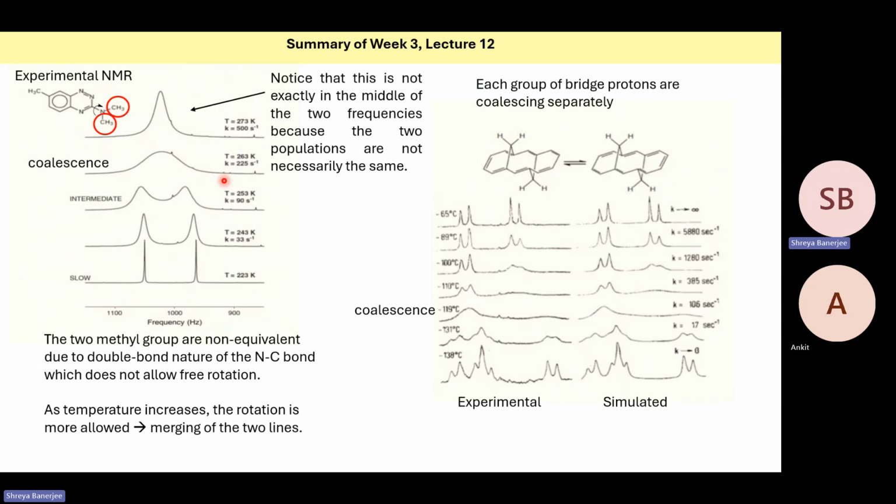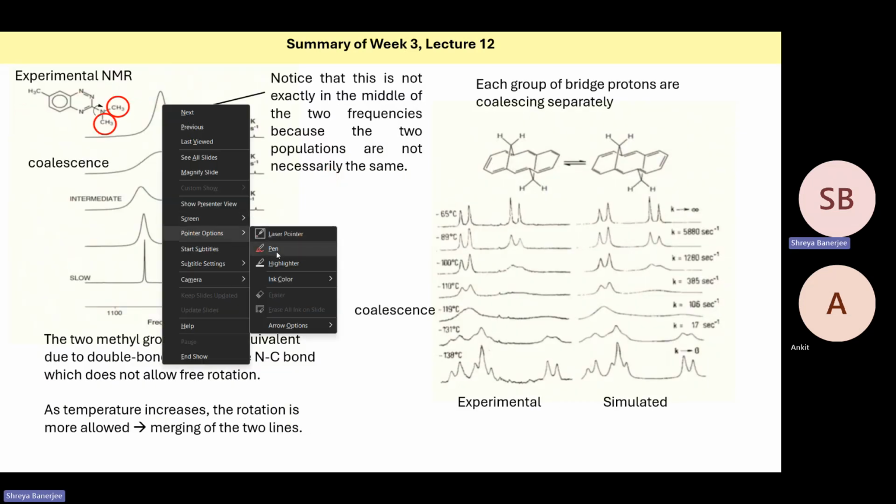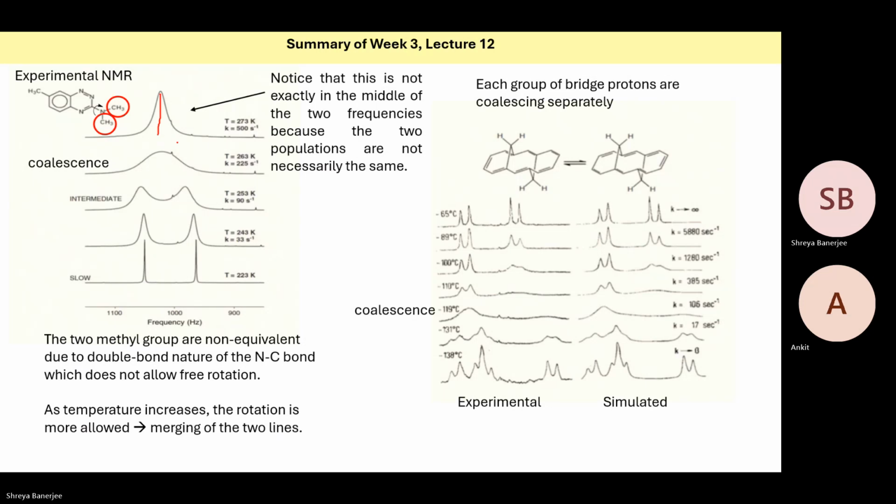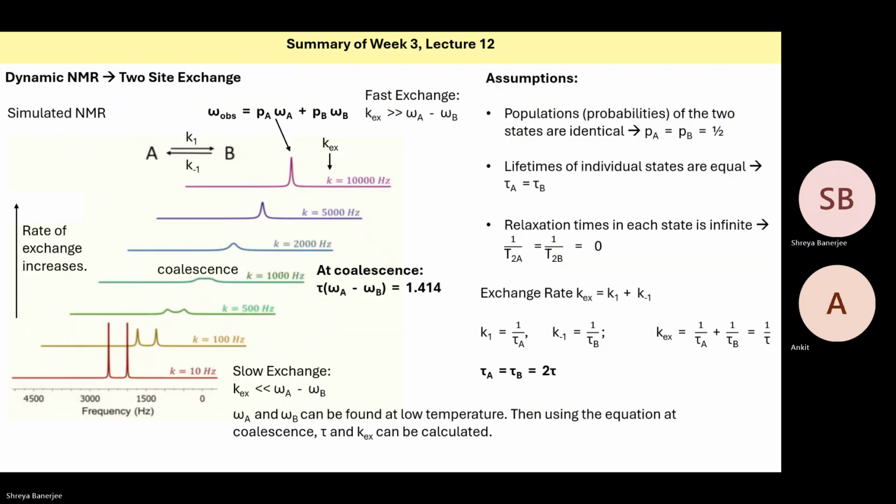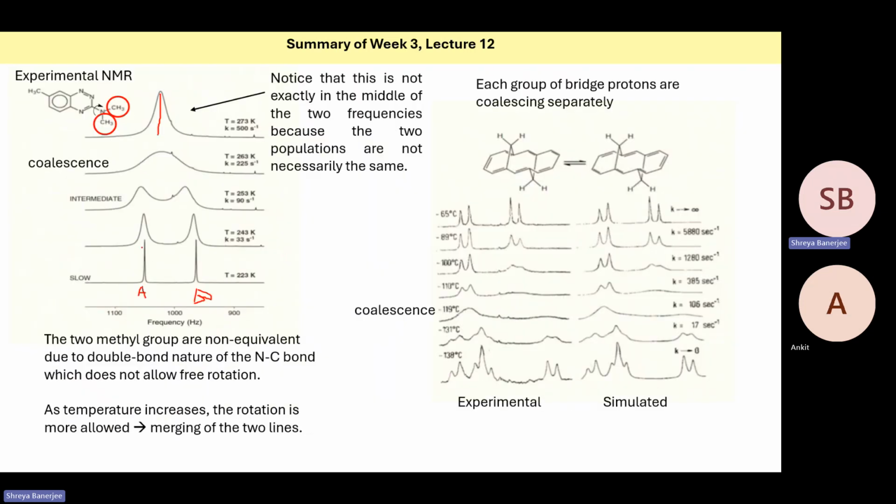Now here one thing you can note is that this omega, we called it the omega observed, is not exactly in between these two signals, A and B. It is not exactly in the middle. And this is what we were discussing, that omega is a weighted average. It depends on the population also. So if the populations are equal, then it will be exactly in the middle of A and B. But in this case, populations are not necessarily equal. So the omega observed is slightly shifted.